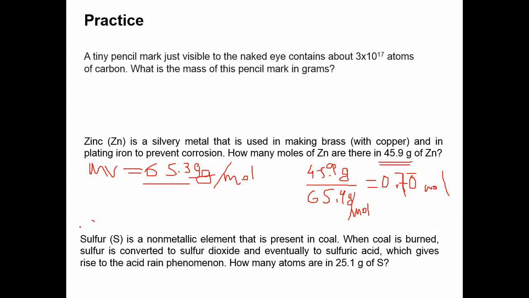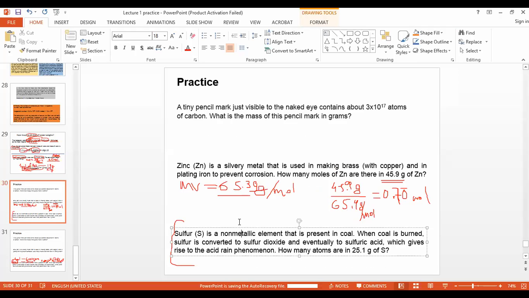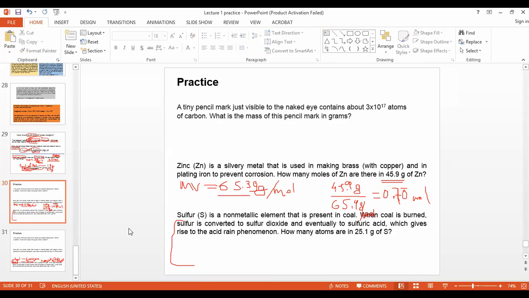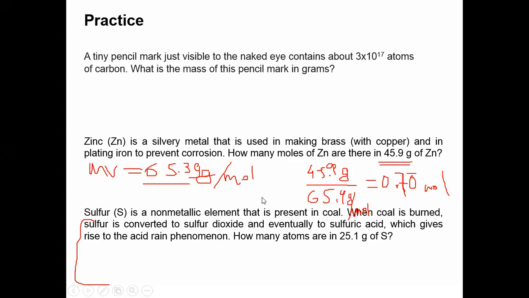So now let's just finish with the last one here, this one. Do you use Avogadro's number times the 25.1 gram to find the number of atoms? Yeah, let's see. So sulfur is a non-metallic element that is present in coal. When coal is burned, sulfur is converted to sulfur dioxide and eventually to sulfuric acid, which gives rise to the acid rain phenomenon. How many atoms are in 25 grams of sulfur?